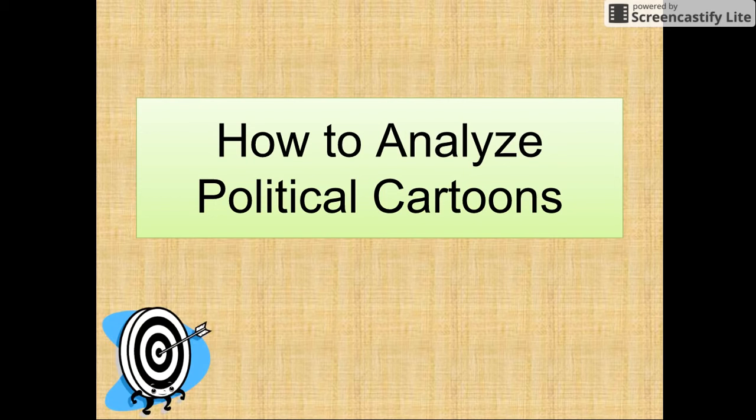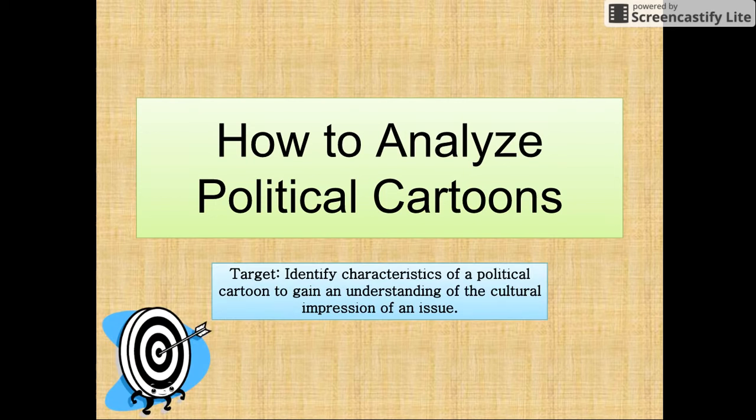Today we're going to walk you through the different ways you can apply your skills to analyze political cartoons. Your target for the day is to identify the characteristics of a political cartoon to gain understanding of a cultural impression of an issue. So let's begin with this.